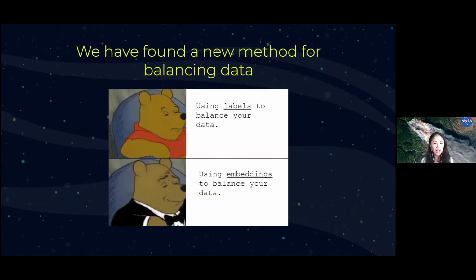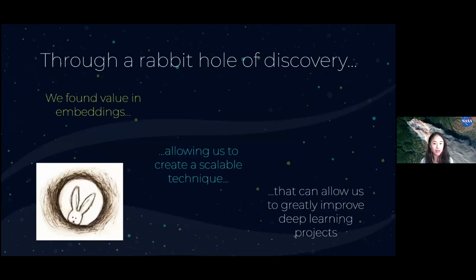We began with the idea of balancing a data set until we found that using labels just wouldn't suffice. And now, after going through a rabbit hole of failures and findings, and unfortunately more failures, we found great value in using embeddings. So we created this scalable technique usable in any deep learning project that gives us balanced data, better classifiers, and more cost-efficient labels. And so when you have budget problems, who are you going to call?